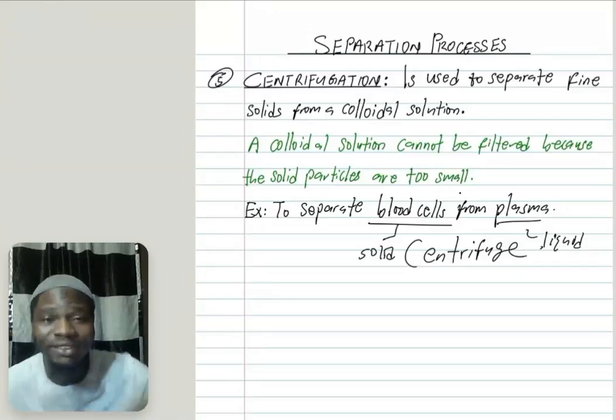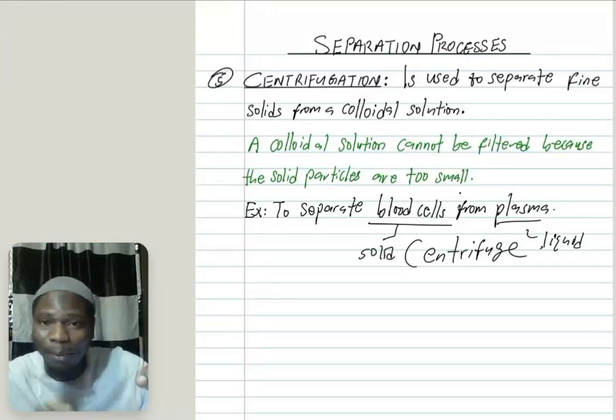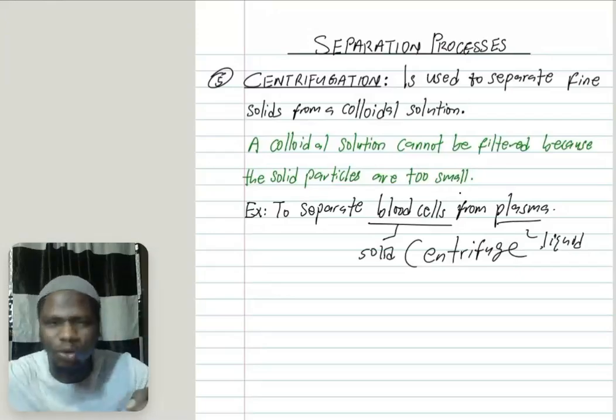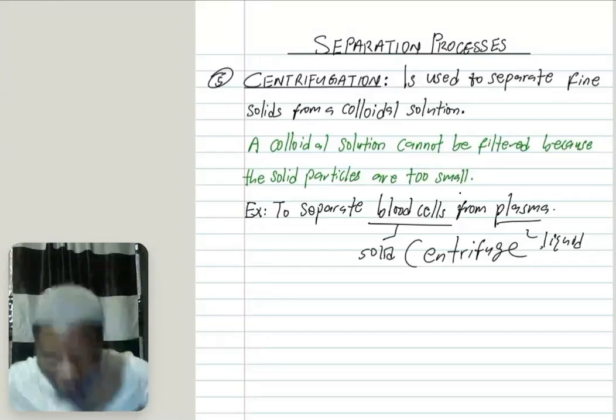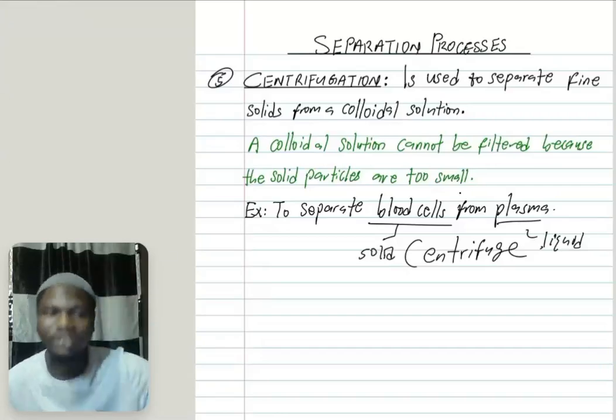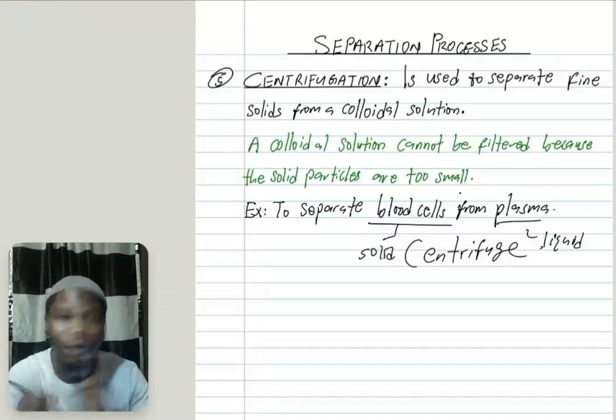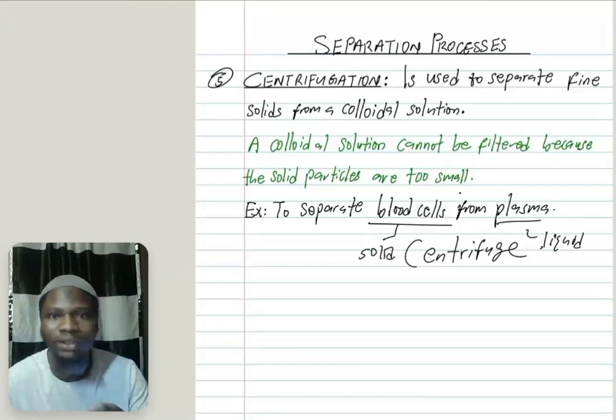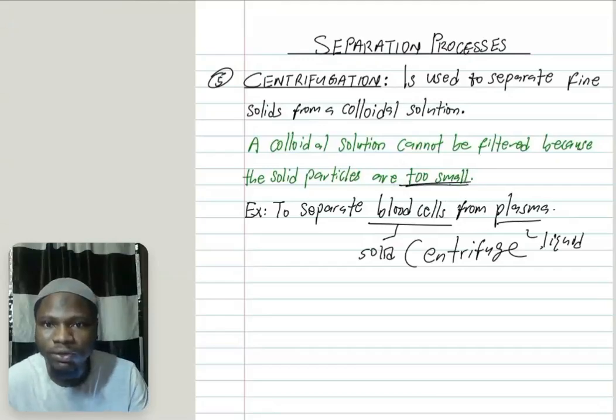You will see that filter paper can never trap particles of a colloid because they are too small. So all of them will just enter inside the filter paper because they are too small. So you can never filter a colloidal solution. It is not possible. Why? Because of the smaller nature of the particles.